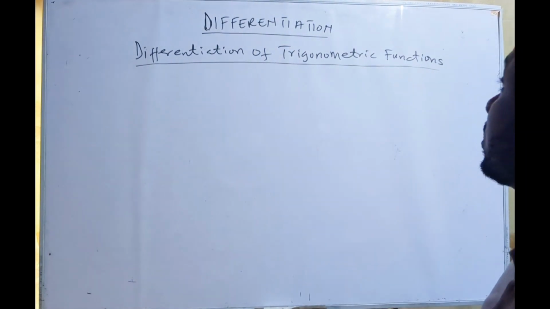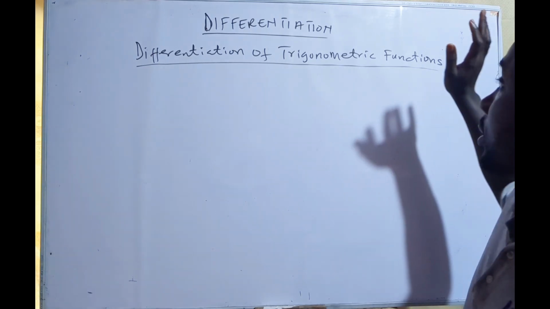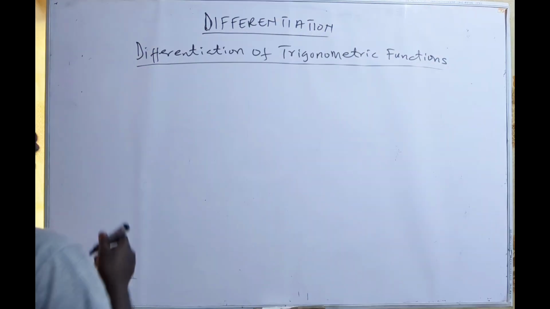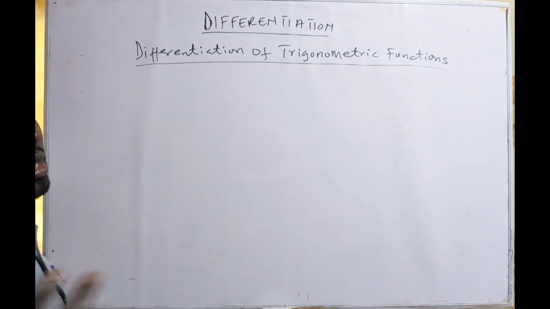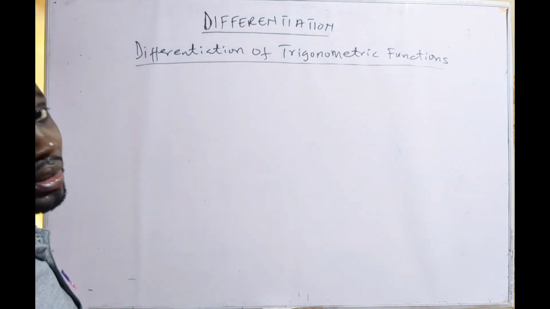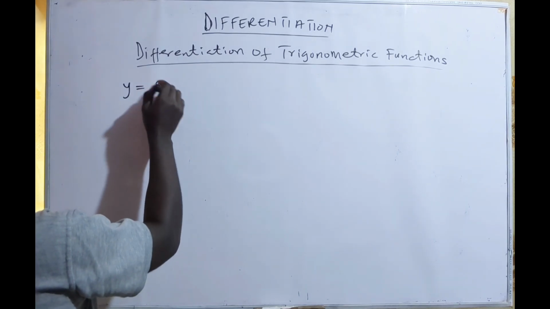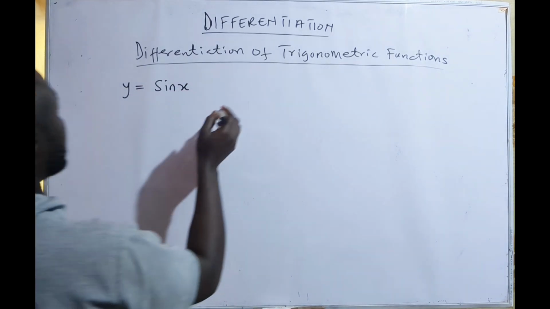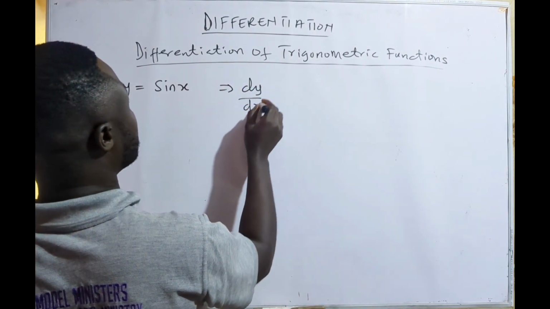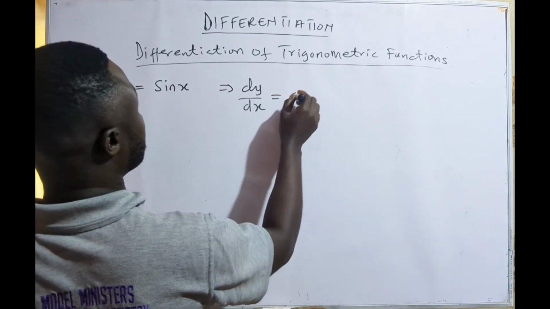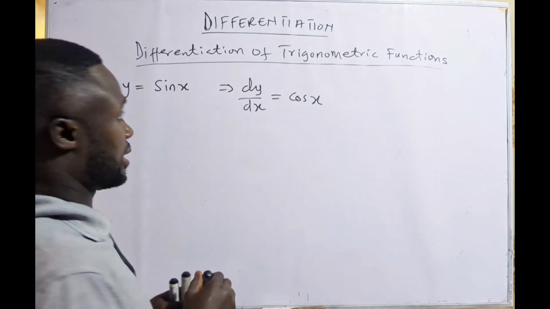Welcome to our class. Today we are going to look at differentiation of trigonometric functions. We look at just the three main trigonometric functions: sine, cos, and tan. If I have y is equal to sine x, then what we differentiate might be dy/dx. The differentiation of sine x is cos x.